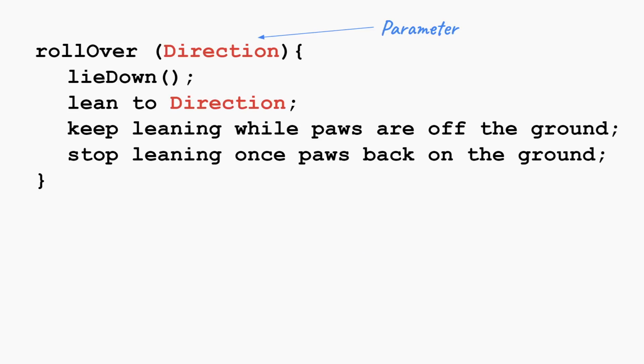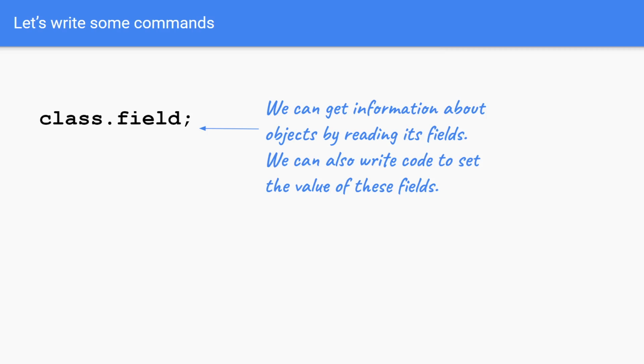So here's where we could define a parameter for our method, saying, when we call this rollover method, we're going to give our developer the option to specify which direction they're going to roll over in. So here we can say rollover accepts a certain direction. The rest of the command is pretty much the same: lie down, but instead of lean to the left, lean to whatever direction was passed to our direction parameter, often called our argument, and then execute the rest of the command as expected.